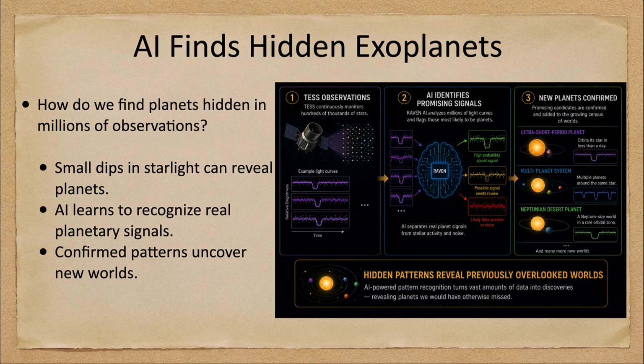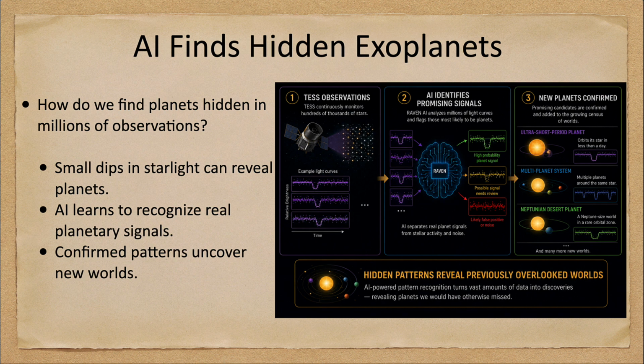The results suggest that roughly 1 in 10 Sun-like stars hosts a close-in planet. Researchers were also able to make one of the most precise measurements yet of how rare planets in the Neptunian desert truly are. Artificial intelligence is helping astronomers move beyond individual discoveries and toward a broader understanding of how planetary systems form and evolve throughout the galaxy.